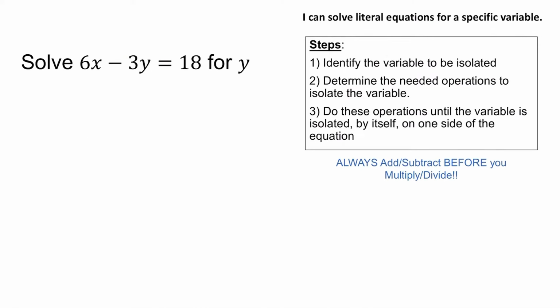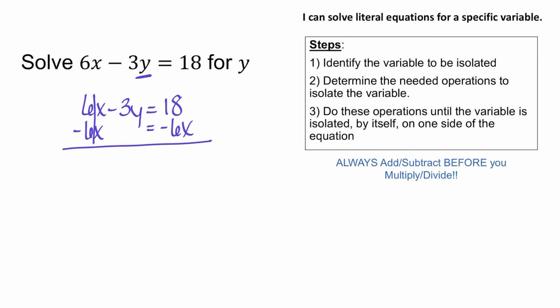So let's try solving 6x minus 3y equals 18 for y. So I want to isolate this y. So I have 6x and then I have this minus 3 that's multiplying y. So I need to rearrange this equation. So I'm going to start off by taking this equation and then I'm going to subtract 6x from both sides.